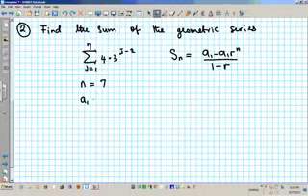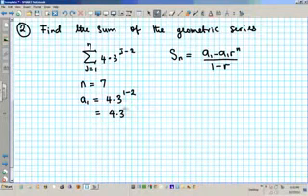A1 is basically going to be 4 times 3 to the j minus 2, with j equal to 1. That becomes 4 times 3 to the negative 1. Any number raised to a negative exponent has to be reciprocated to negate that negative power. There's a numerator with a negative power, which makes it a denominator with a positive power. So 4 over 3 is our A1.